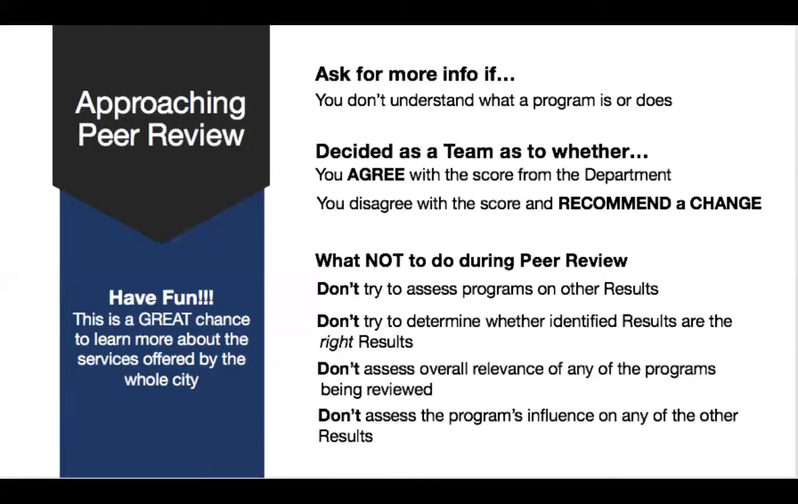Don't worry about the overall relevance of the program across all the result areas. I think sometimes people are afraid to change a score because they think, "I bet it's also going to be low over here, and I hope it's not going to be low here, because if I do this, it's going to affect this." All you need to do is focus on your result area and determine the fair, true, and honest score for that particular program in that particular result area.